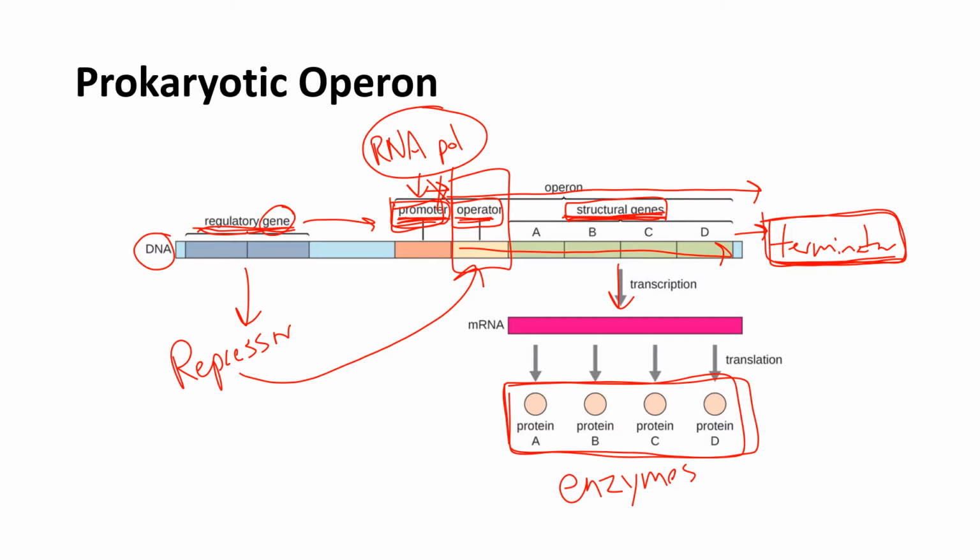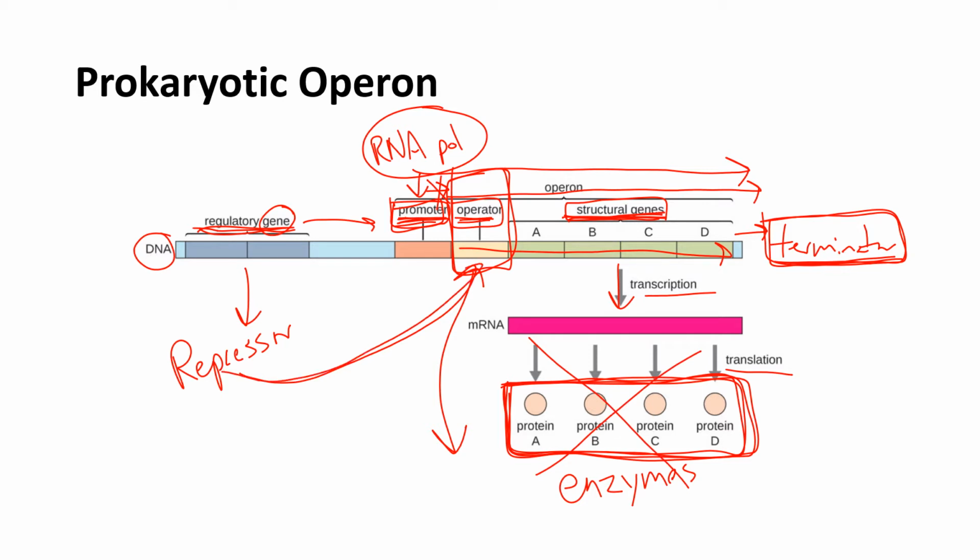If the bacterial cell wants to have these enzymes expressed, the repressor needs to be removed from the operator. And if there's no repressor on the operator, then the RNA polymerase can slide along the DNA, transcribe the genes, they will get translated, and then you have these protein products, these enzymes, which can catalyze a reaction. If the bacterium does not want these enzymes produced, then the repressor will bind the operator, and that will stop the RNA polymerase from transcribing the genes.